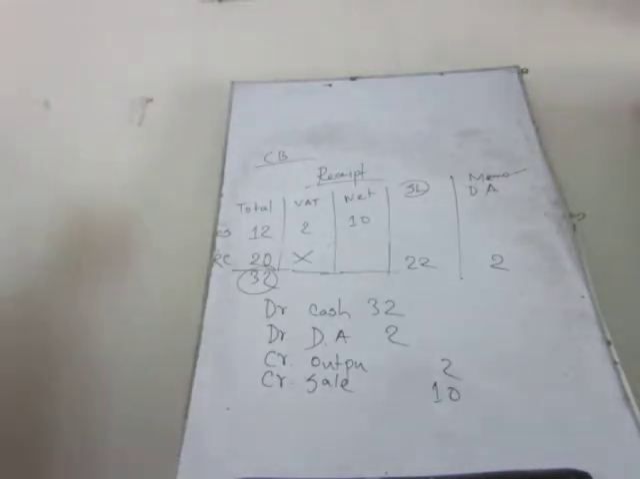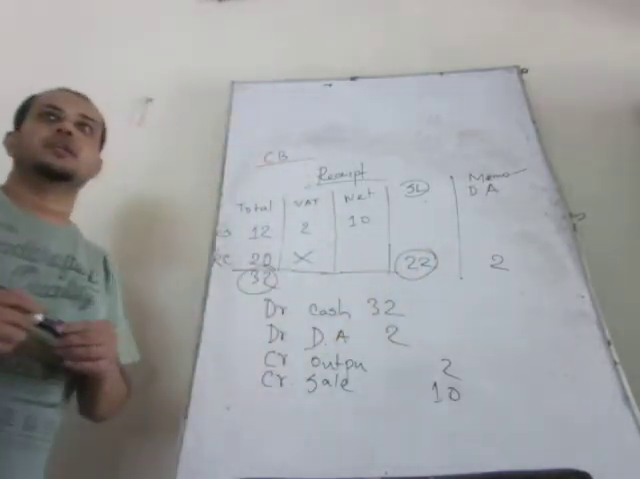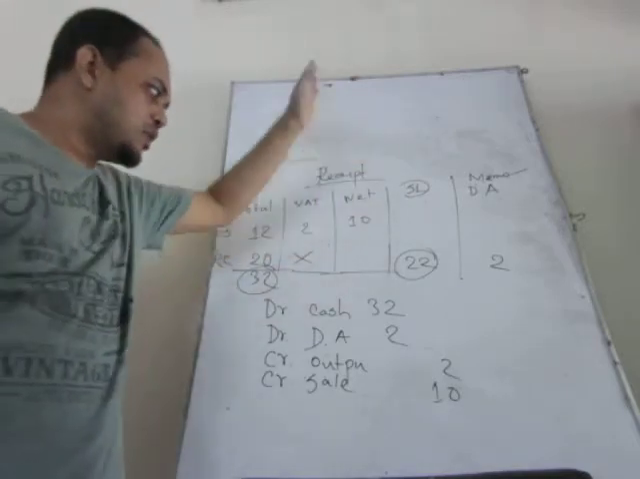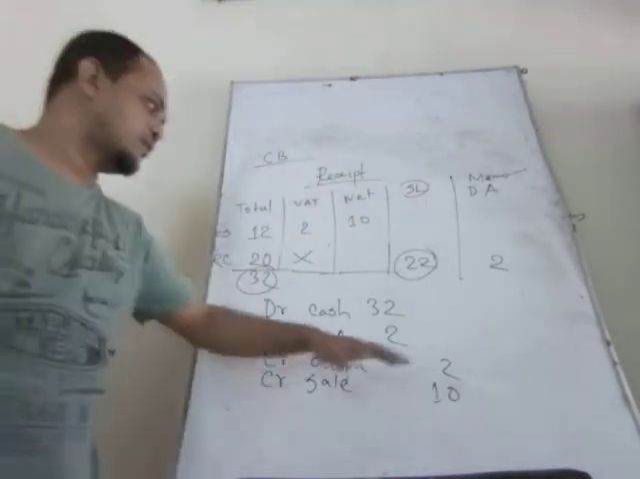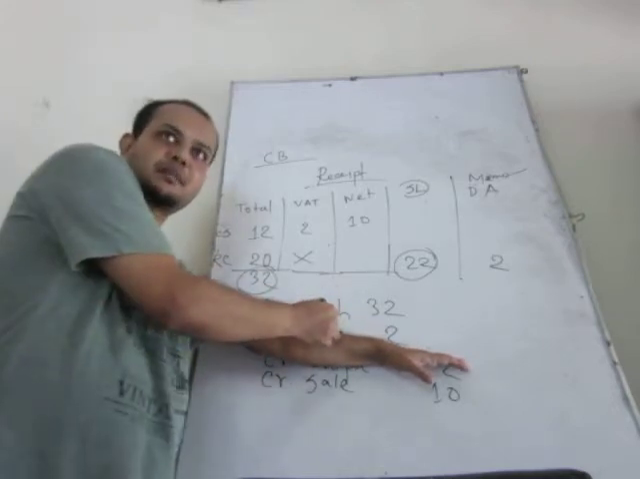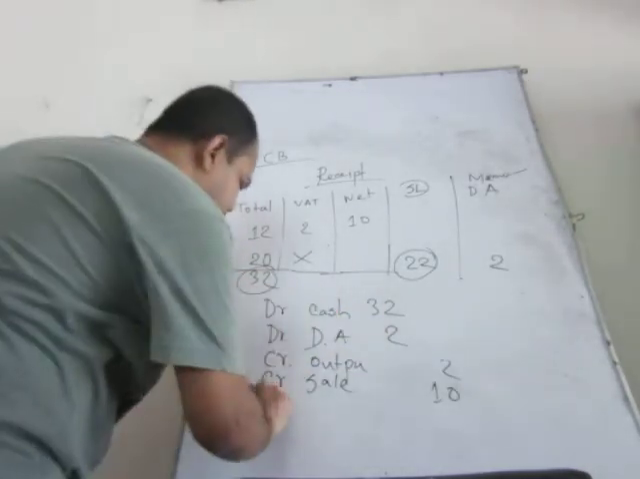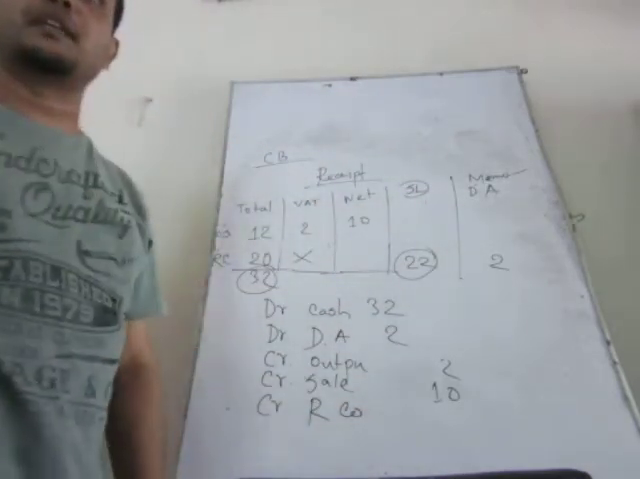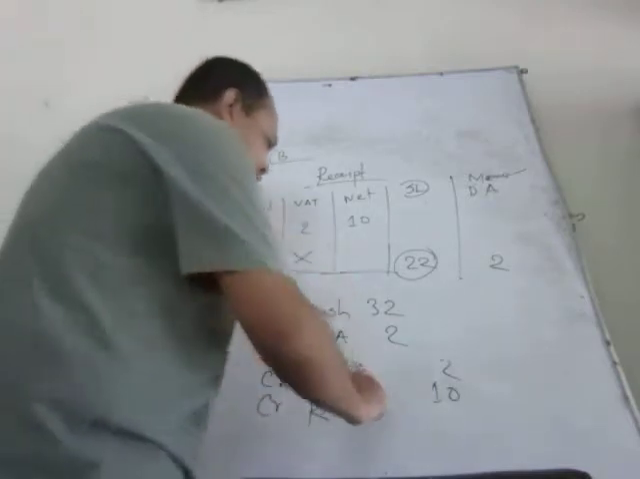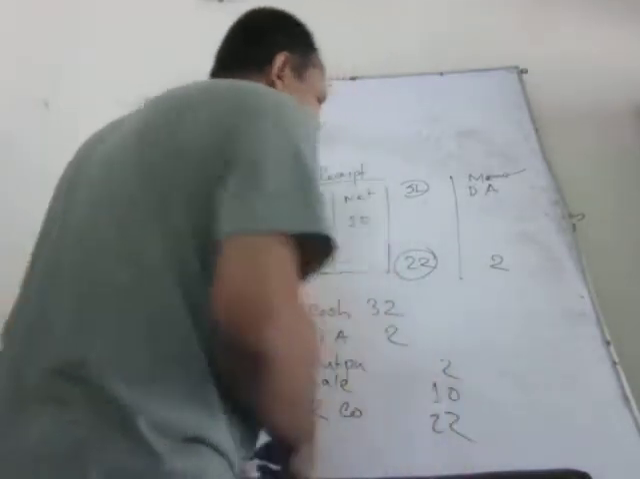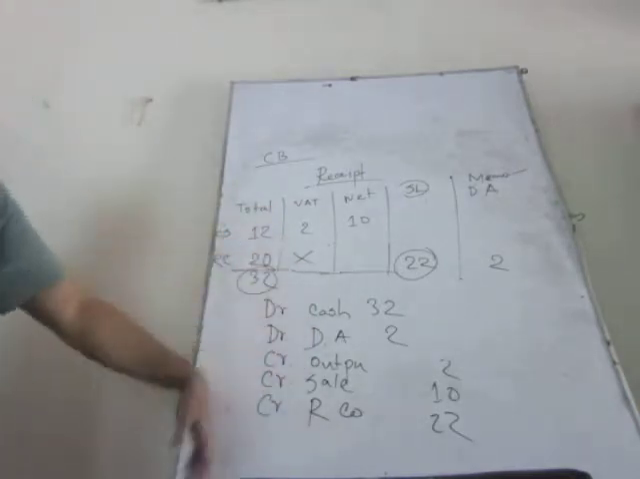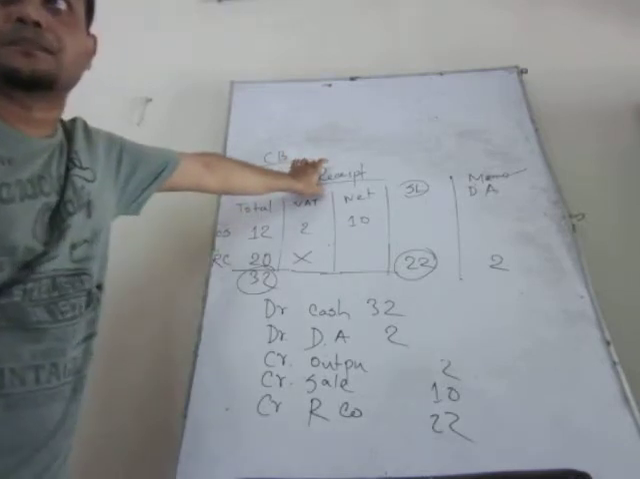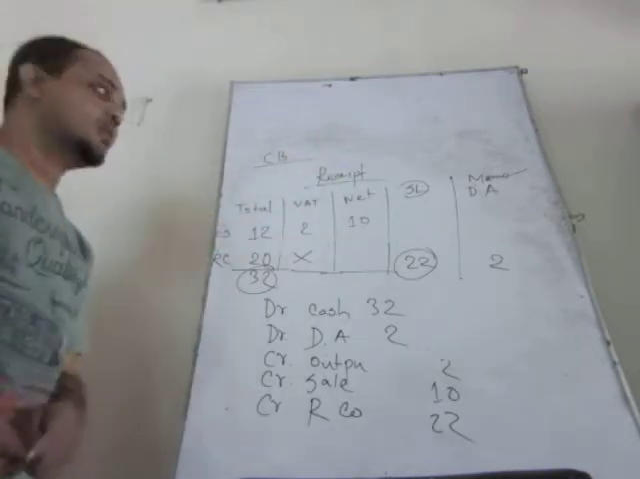Then 22, it was initially your receivable. Now you have to lower this receivable because you have already collected that amount, as well as some discount is there. That's why credit receivable control account. Initially it was on the debit side, now it is on the credit side, which means it is cleared. Receivable control account, 22. So this is the journal. We will have it in the cash book receipt side. Clear?